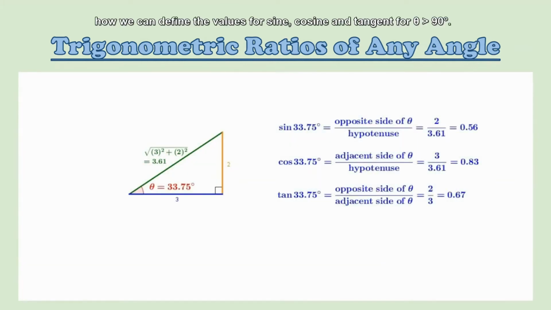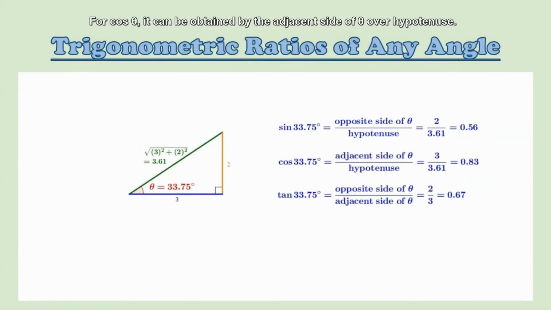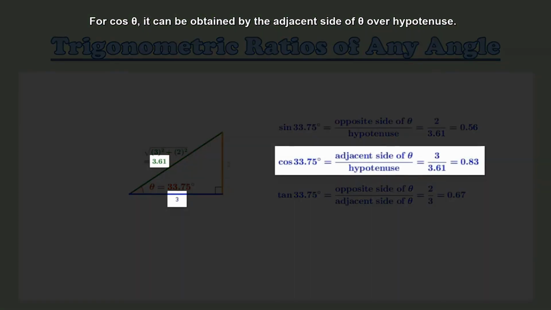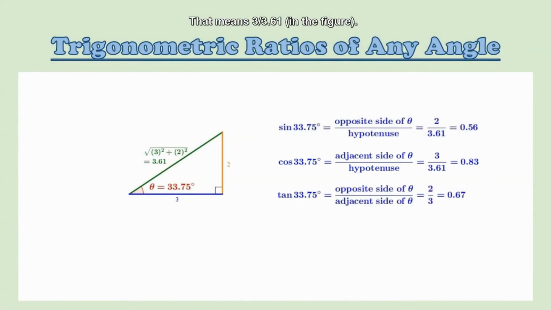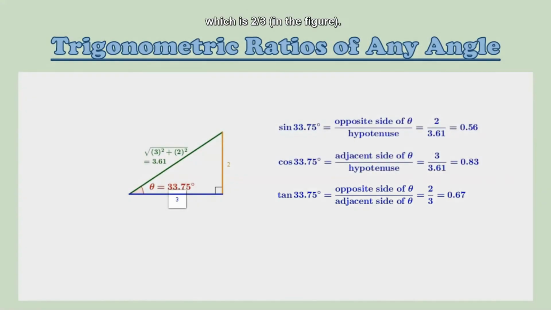Now let's take a look how we can define the values for sine, cosine, and tangent for theta greater than 90 degrees. For sine theta, we know that it can be obtained by the opposite side of theta over the hypotenuse, which is 2 over 3.61. For cosine theta, it can be obtained by the adjacent side of theta over hypotenuse. That means 3 over 3.61. For tangent theta, it is equal to the opposite side of theta over the adjacent side of theta, which is 2 over 3.